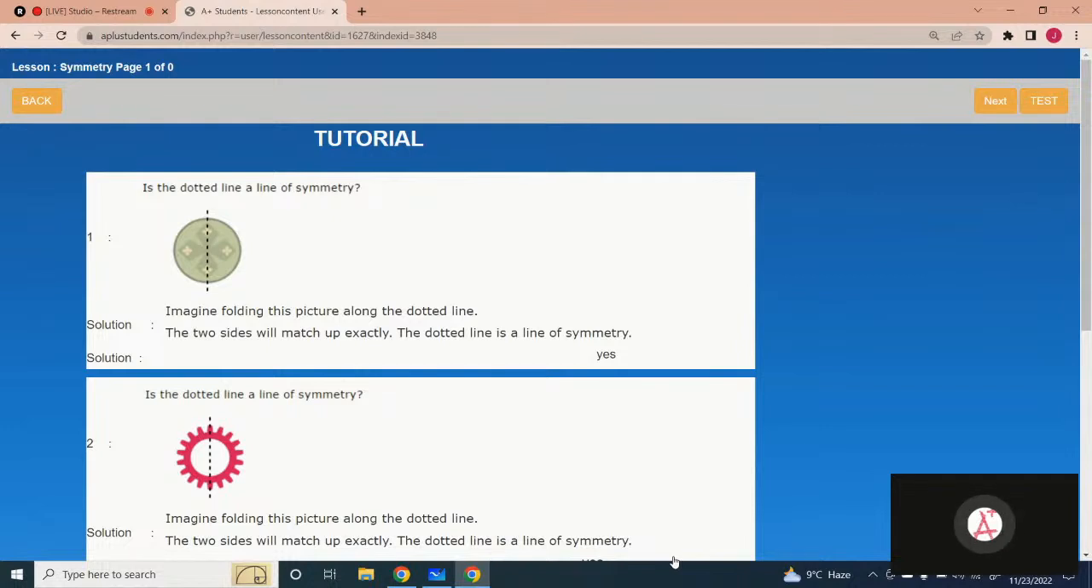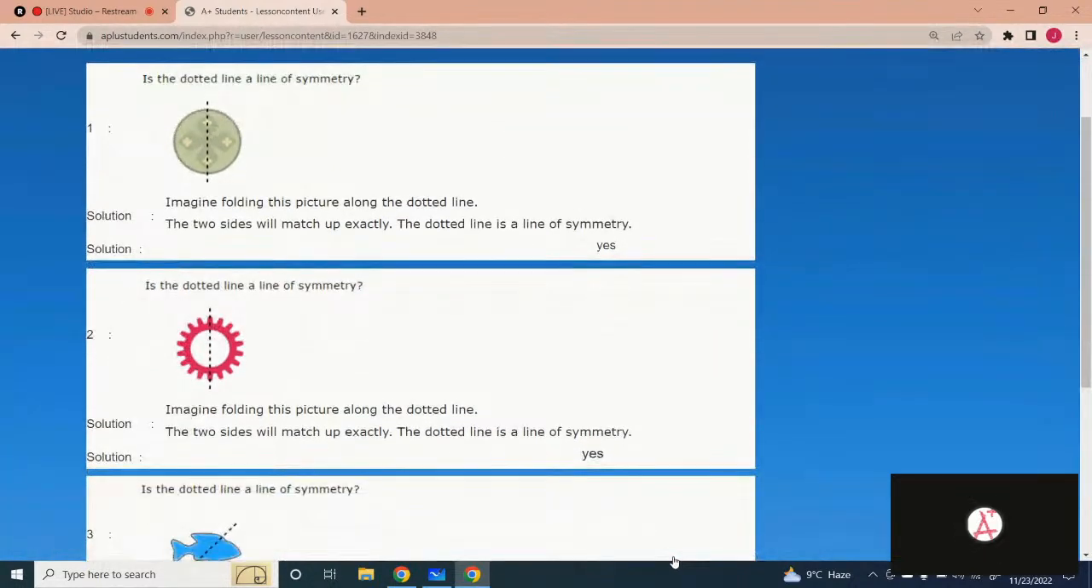Is the dotted line a line of symmetry? So basically, the line of symmetry is when you fold the image, it is exactly the same, like it matches up on the other side. Got it? So is the dotted line a line of symmetry? That means when you fold, imagine folding the picture along the dotted line. When you fold the picture along the dotted line, the two sides will match up exactly. That means they have a line of symmetry. The dotted line is actually a line of symmetry.